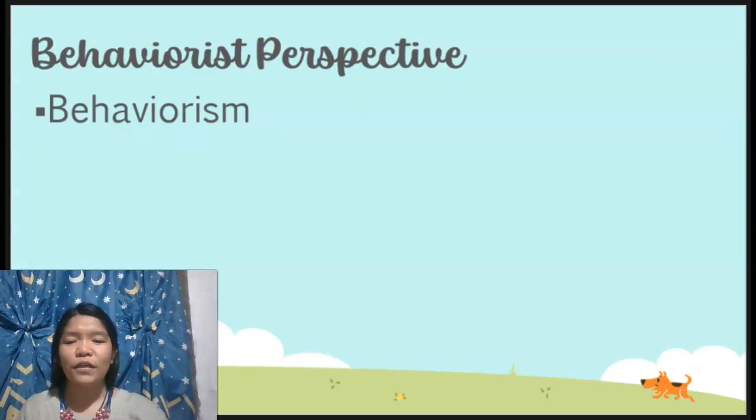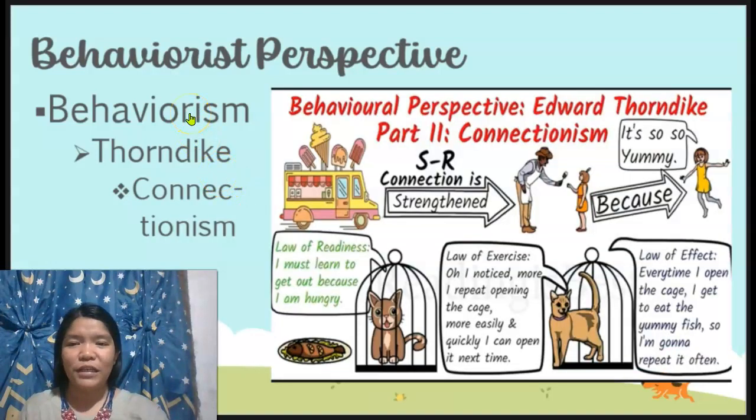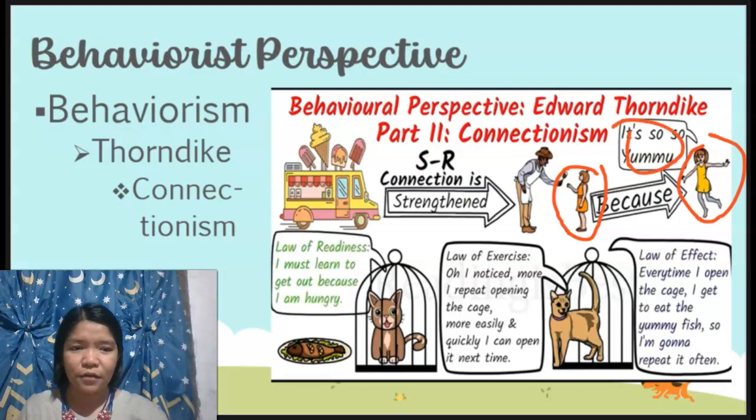Next, we have that of Thorndike, which is connectionism. What is connectionism? In connectionism, the stimulus and response connection is strengthened because an outside force affects the response. Example here, the sister or the mother here tells the kid that ice cream is delicious. So here the girl is saying it's so yummy. Okay, so the kid is excited to buy and eat the ice cream.